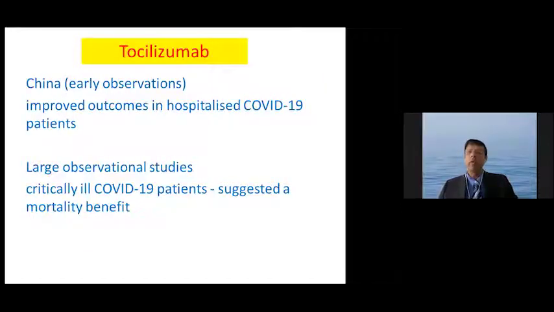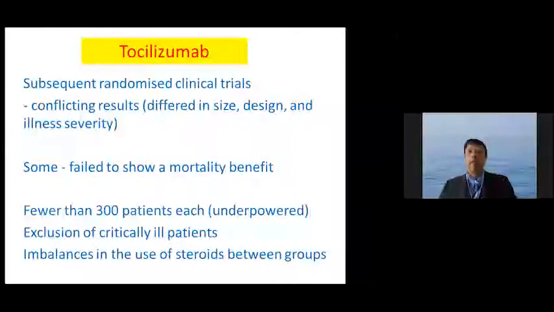So when it comes to COVID-19, early observation from China showed that it improved the outcomes in hospitalized COVID-19 patients. This was followed by large observational studies in critically ill COVID-19 patients, and a mortality benefit was demonstrated, that is, a reduction in death. However, subsequent randomized clinical trials produced conflicting results. And this could have been because of the difference in size, design, and illness severity of the participants included.